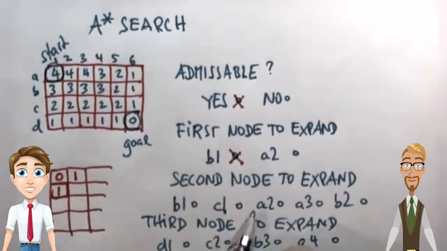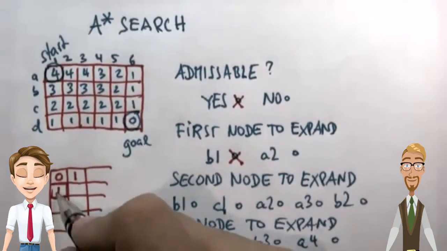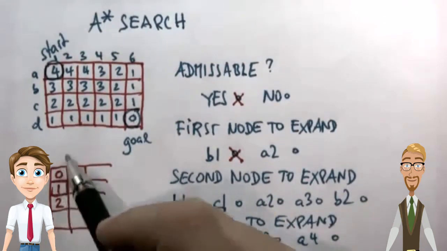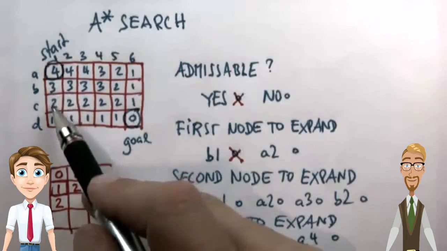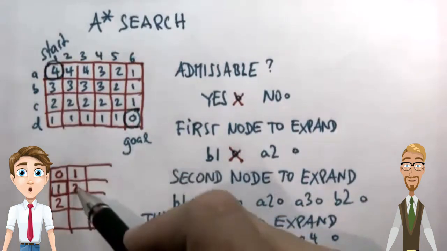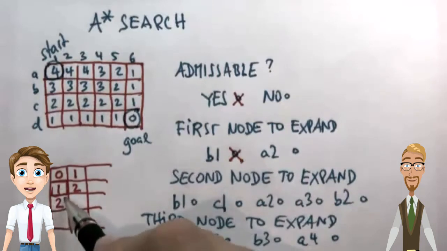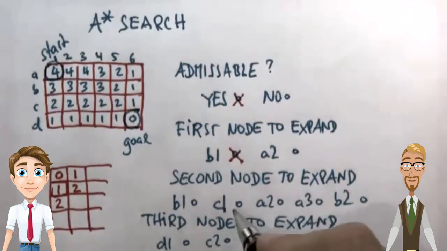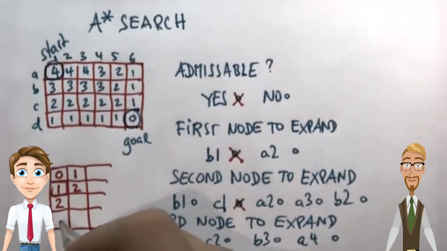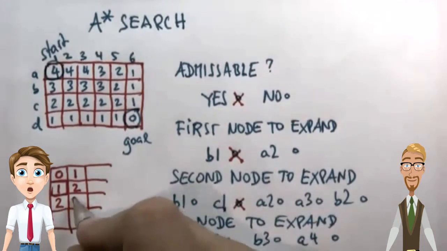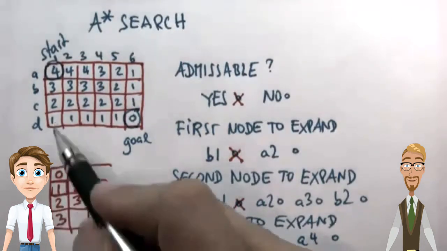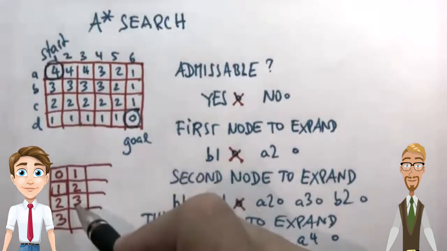Now let me, for the next step, expand the G function from this guy here, 2 and 2. So 2 plus 2 is 4, versus 3 plus 2 is 5. So we expand this node next, which is C1. And finally, the G function from here would go 3 and 3. 3 plus 1 is better than 3 plus 2.